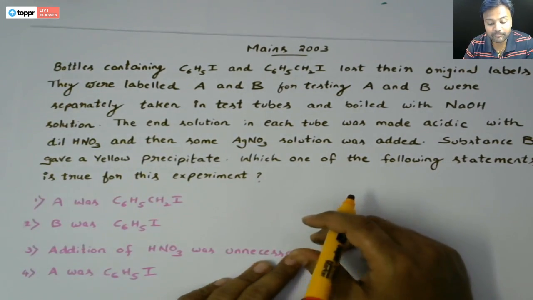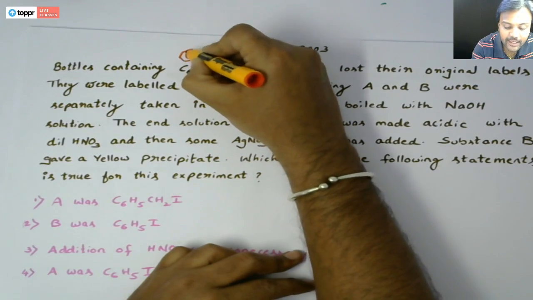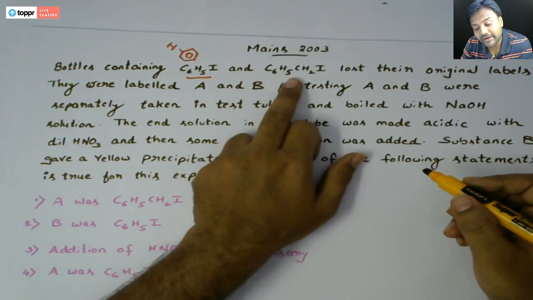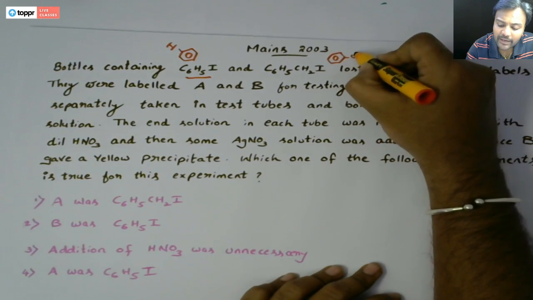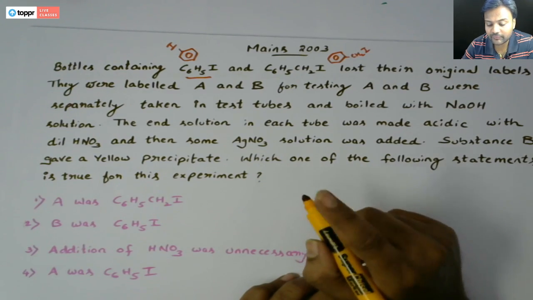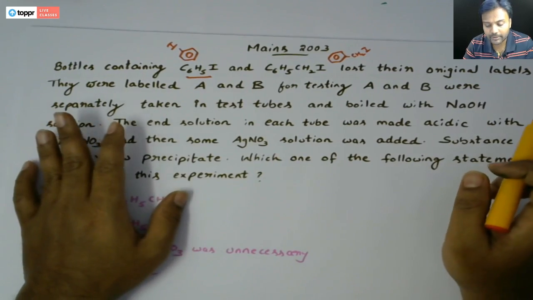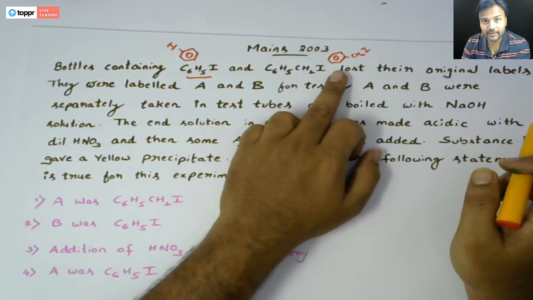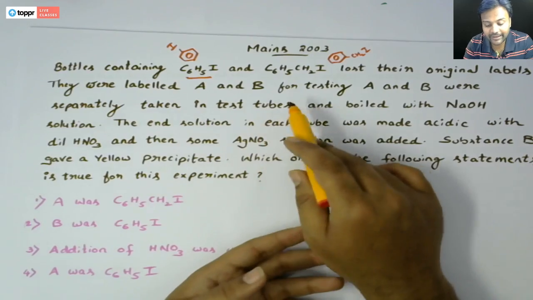Bottles containing C6H5I, this is phenyl iodide, right? And C6H5CH2I, this is benzyl iodide. There are 2 compounds given: one is phenyl iodide, another is benzyl iodide. They lost their original labels. So we don't know which bottle contains which. They were labeled A and B.